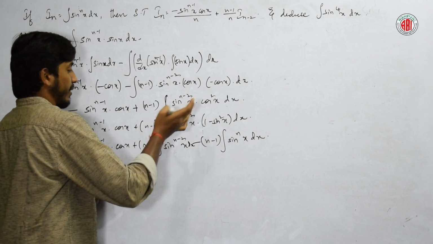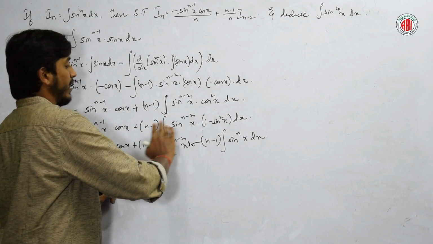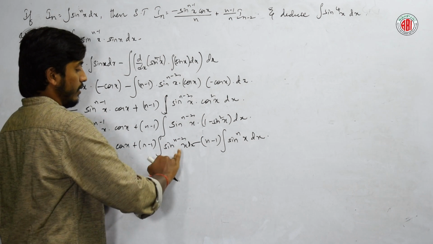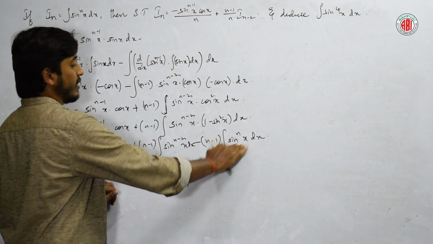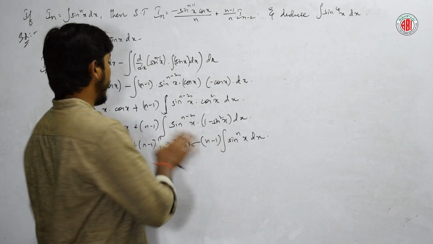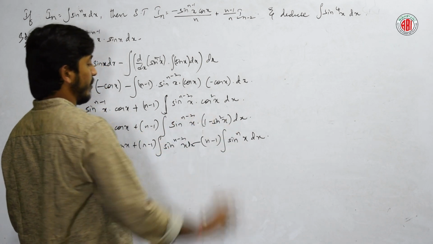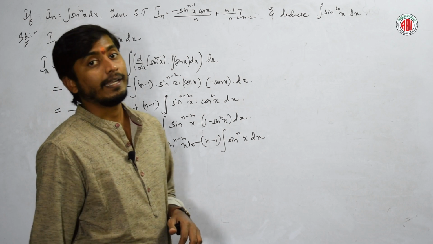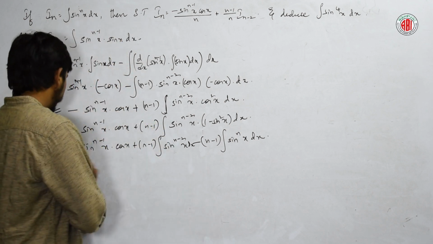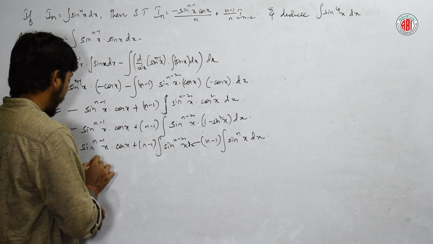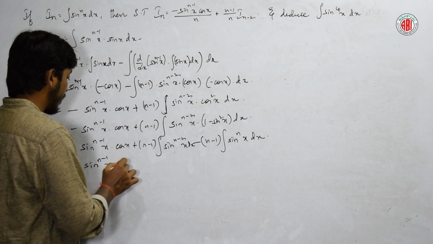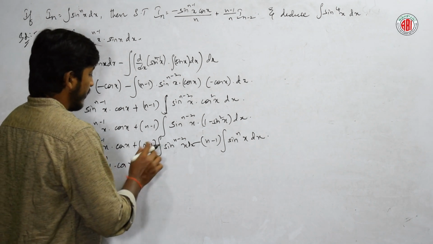Here I have multiplied this n minus 1 integral sin into 1 plus again this whole term into sin square. Right? N minus 1 will be taken as common. N minus 2 plus 2, that will be n. Is it right? Fine. Now check here. Minus sin power n minus 1 x cos x plus, what is this?